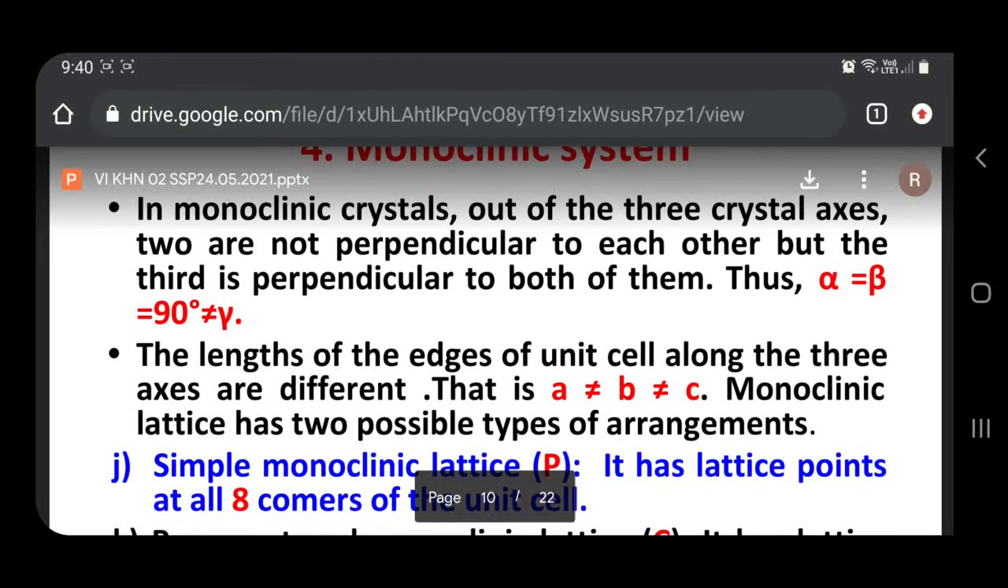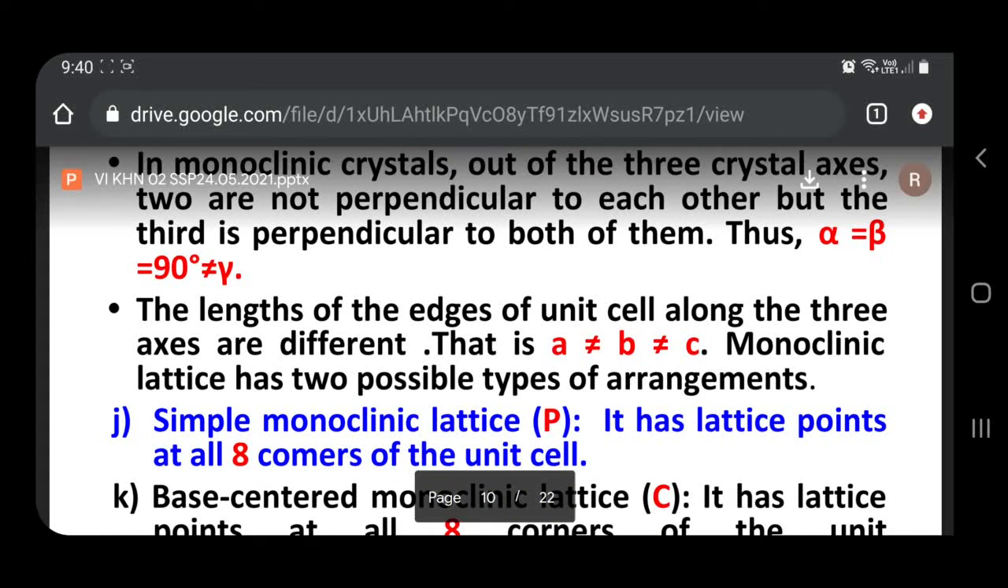So two interfacial angles are equal because they are at right angles, and the third one is obliquely inclined, that is alpha is equal to beta, each is equal to 90 degree, and the third is other than 90 degree. So in this crystal, two axes are at right angles and the third is obliquely inclined, and all the three lengths of primitive vectors, that is edges of unit cell, they are unequal.